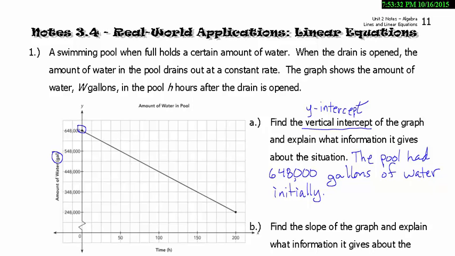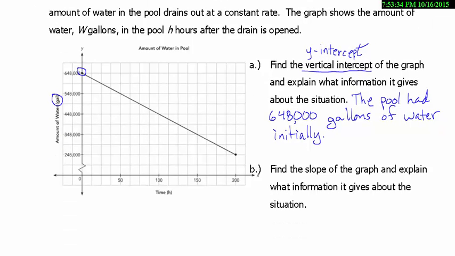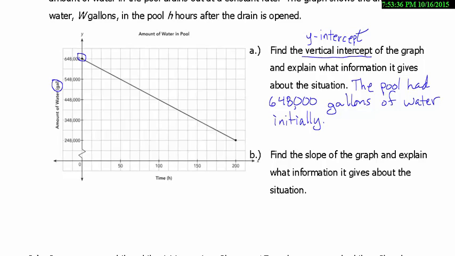Okay, so let's look at question B. It says find the slope of the graph and explain what information it gives about the situation. And so because we have a graph and not just two ordered pairs, we can simply look at the graph and find the rise and the run. In order to do that, we should use exact points. We already have one, which is the y-intercept. Let's look at another one. It looks like right here will work. So I've noted those in red.